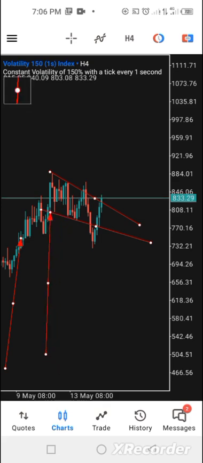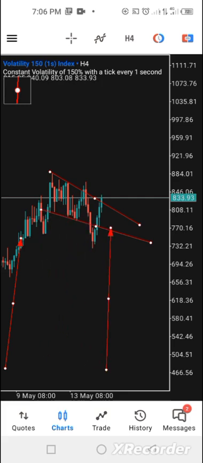There's a first touch here, the second touch, a third touch here, and then there's a break of the flag, then it goes up. There's a touch here, and it goes up. This is the first touch on the upper side, the second touch. Now the third touch, there's a break of the trend line, and then it came down to break this structure.